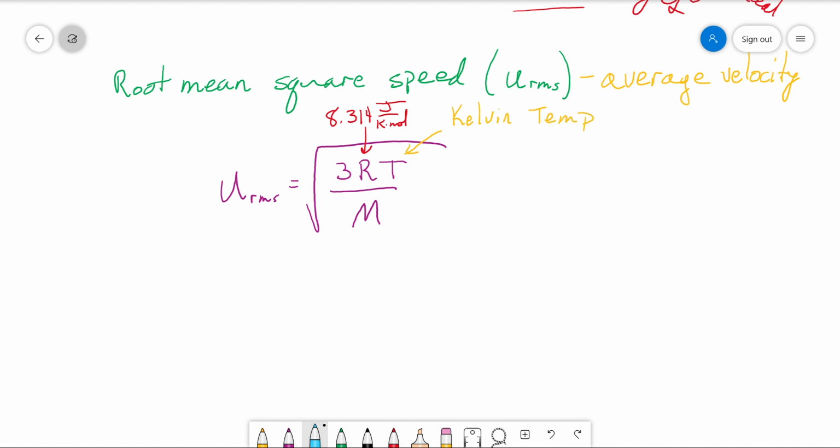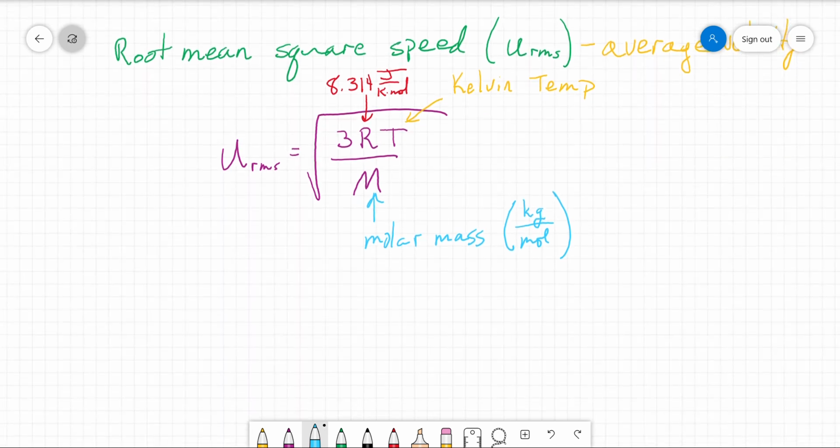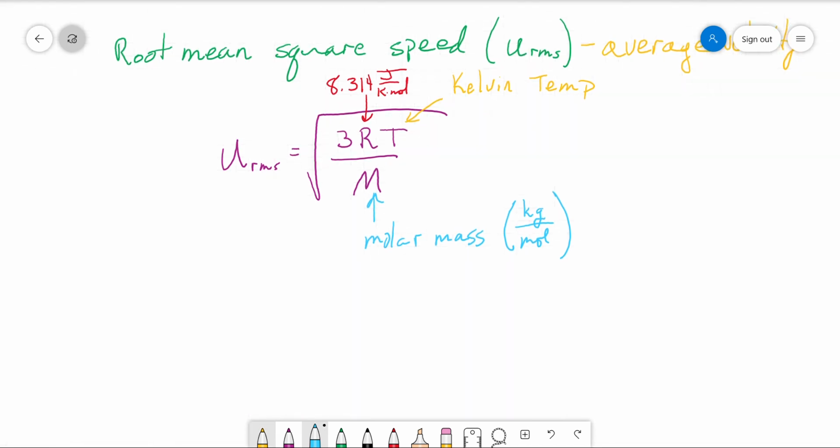And M, this is molar mass, kind of. The units for this molar mass have to be in kilograms per mole. And that has to do with the unit of joules in R. I'm not going to go through the math on that, but just know that molar mass here has to be in kilograms per mole. And I'll give you a real quick and easy way to get kilograms per mole.